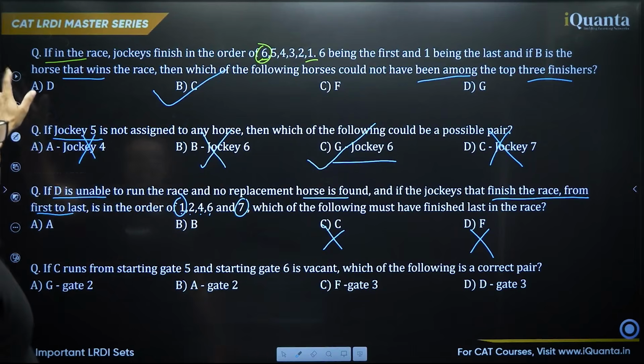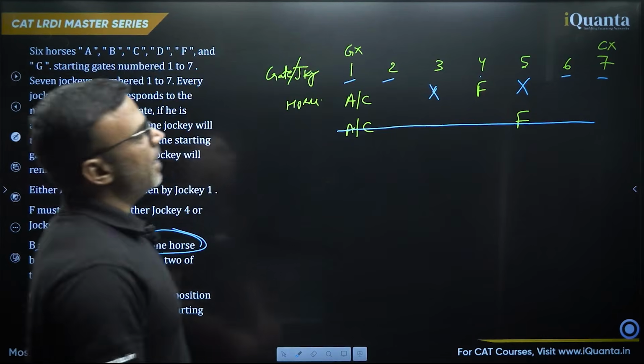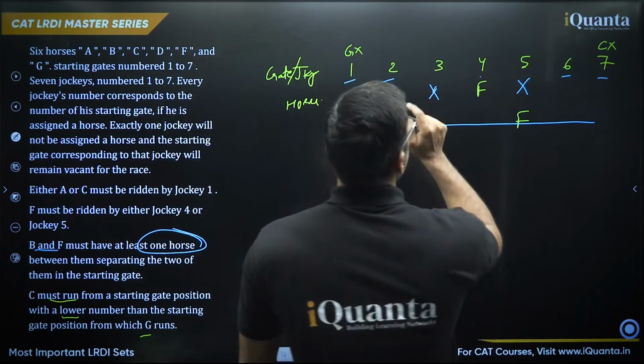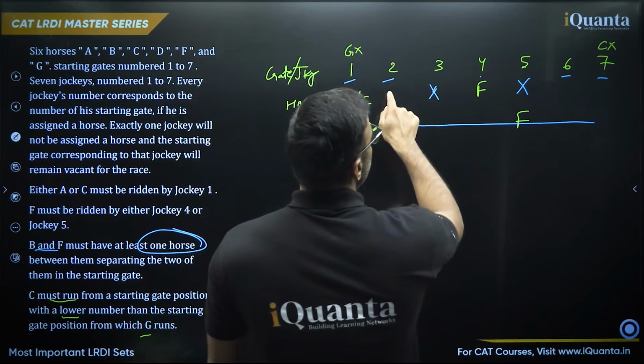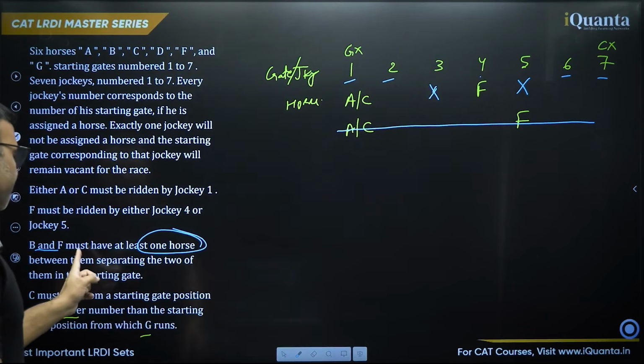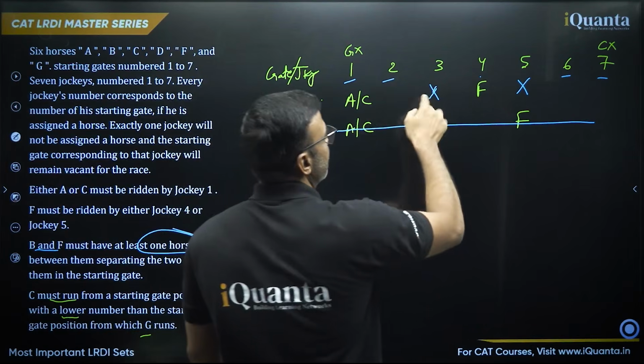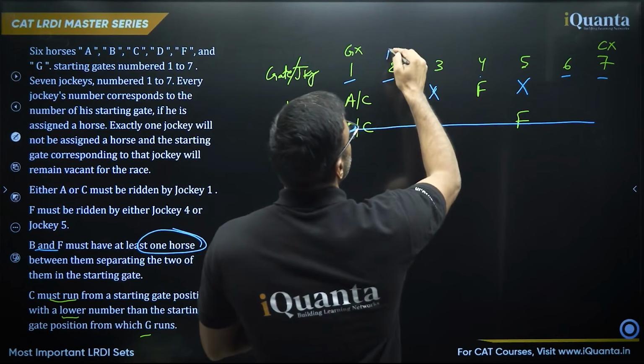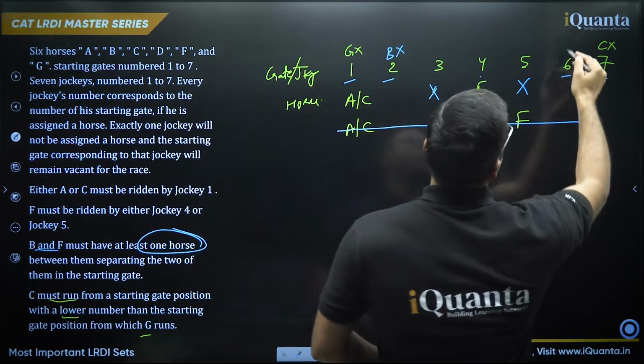Let's go back and check. Now, where can B come? B can come at second place? No, because then there will be no horse between B and F. You see, there has to be a horse between B and F. If I put B here, this is vacant, so there is nobody. So B cannot be here. Similarly, I cannot put B here as well.